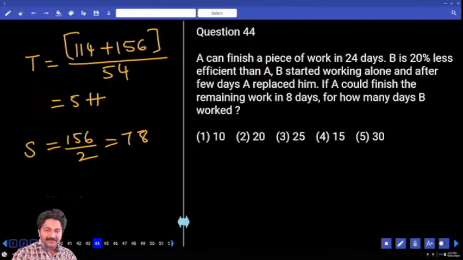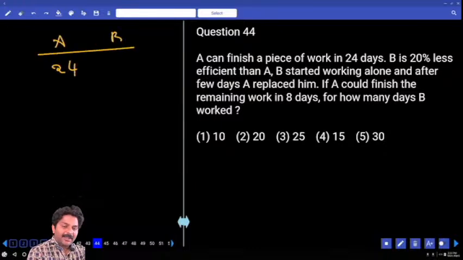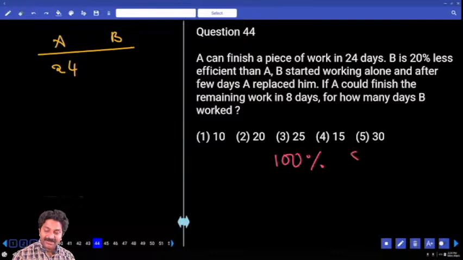A can finish a piece of work in 24 days. B is 20% less efficient than A. B started working alone and after few days A replaced him. If A could finish the remaining work in 8 days, for how many days B worked? Right, okay. So now A can complete the work in how many days? Let me calculate time taken by B to complete the total work. It is mentioned that B's efficiency is 20% less than A efficiency. That means if A efficiency is 100%, B efficiency becomes 80% only.